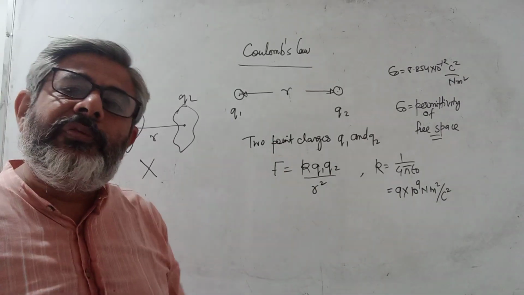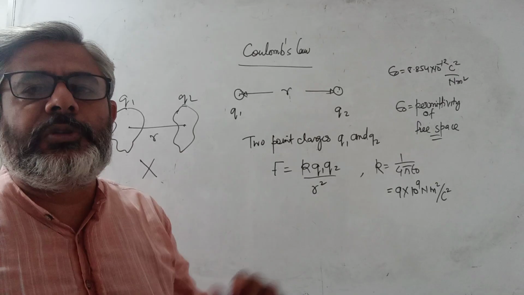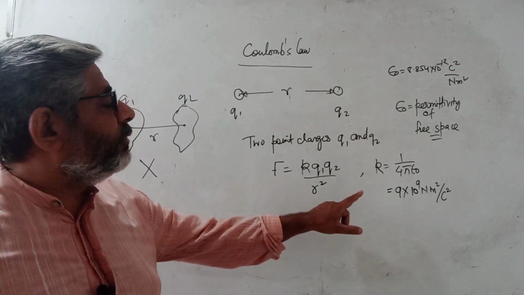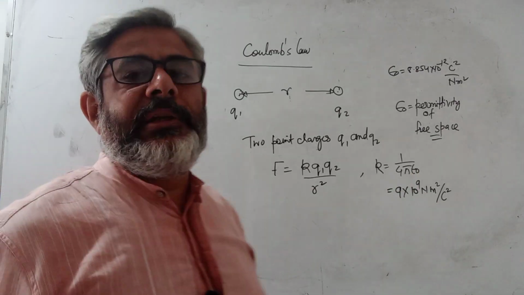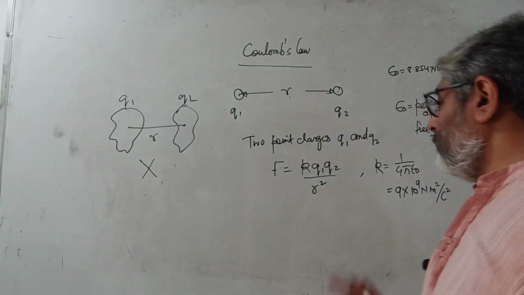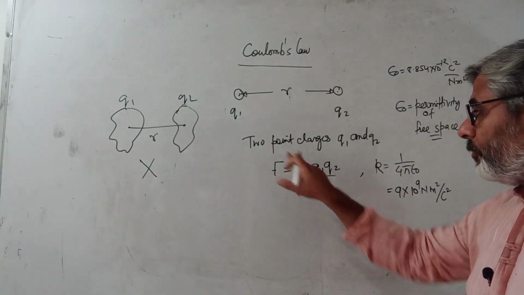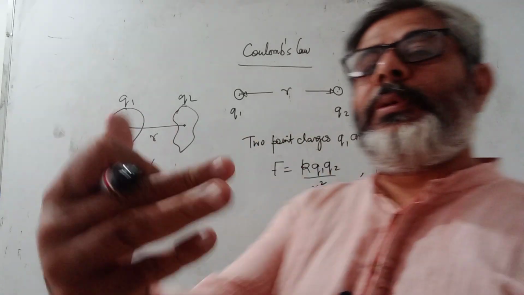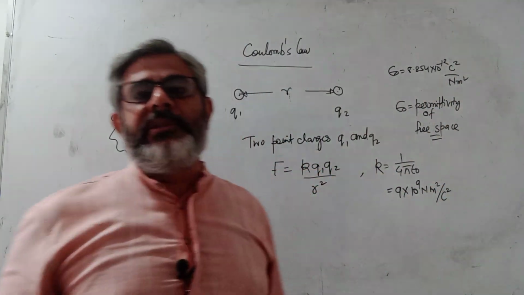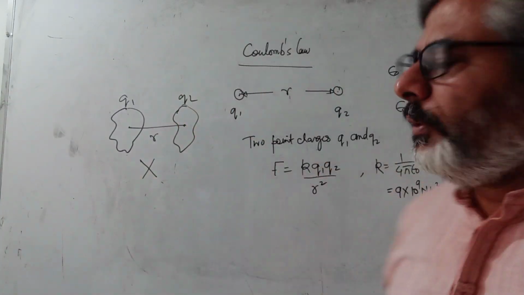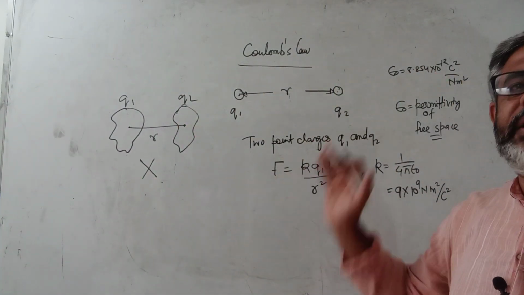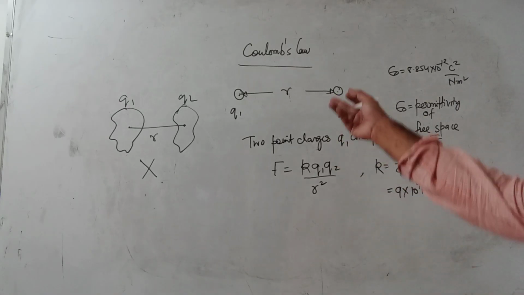But there the value of G is very small, that is 6.67 into 10 raised to the power minus 11, and here you can see it is plus 9. So that is why we say that this force of electrostatic attraction or repulsion is much greater than the gravitational force. Gravitational force actually is the weakest force in nature. This is not the strongest but second strongest, that is electromagnetic force.